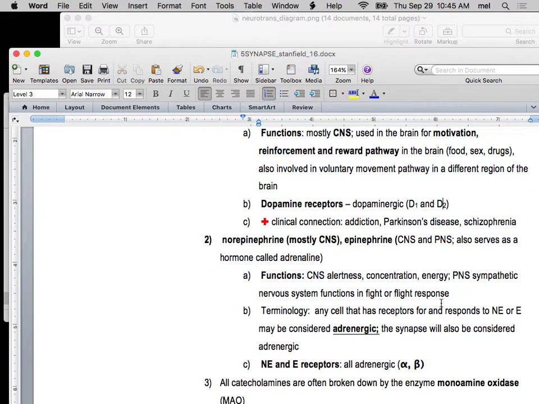Okay, clinical connection, of course, addiction, but also schizophrenia. Fascinatingly, really, really high levels of dopamine released in parts of the brain can actually cause schizophrenia. Parkinson's disease is loss of dopamine in that motor portion of the brain called the substantia nigra. It's not related to addiction. It's a totally different part of the brain. But Parkinson's disease is also related to dopamine.